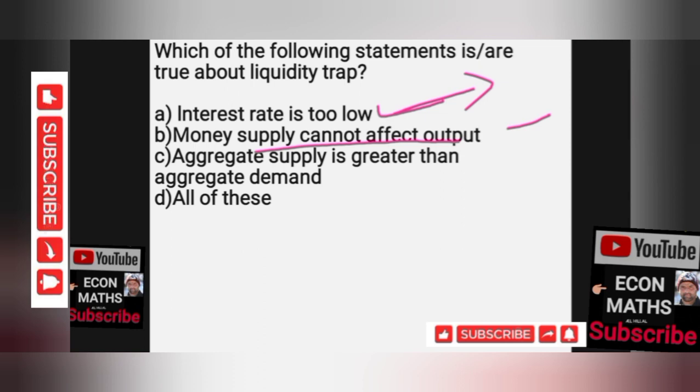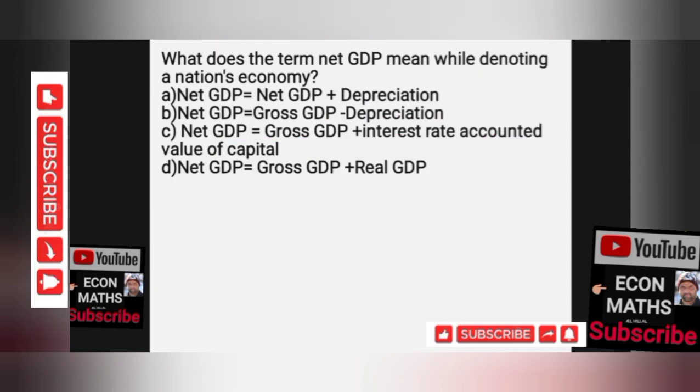Aggregate supply is greater than aggregate demand. I don't know in what context it is saying. Since the first two are true, that means the correct option is all of these. So in a liquidity trap, interest rate is too low, as we know. Also, an increase in money supply will not be able to change the interest rate, hence will not result in any economic growth or increase in output. So I will go for this D part.